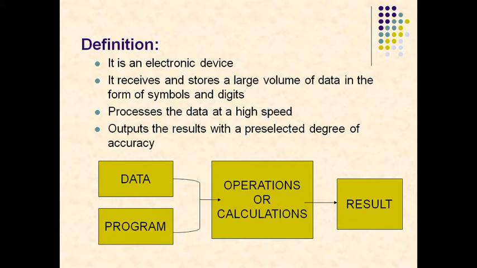It is an electronic device. It receives and stores a large volume of data in the form of symbols and digits, processes the data at a high speed, and outputs the results with a pre-selected degree of accuracy. Okay students, see here in the picture he is defining the word computer. That is data or program. This is input, and calculation operations are performed here in the middle, and the result will be displayed. That is the output.